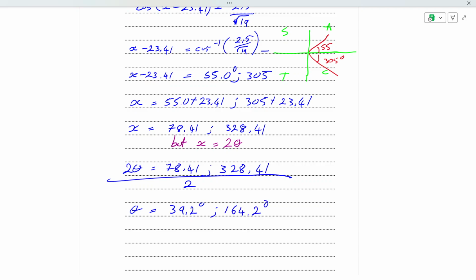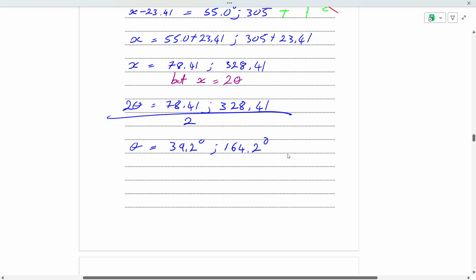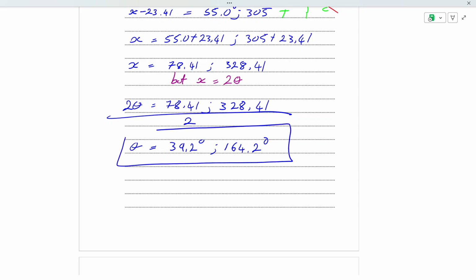When we're at this stage, we want to check whether our values are in the given domain. The given domain is that theta has to be between 0 and 180. If we check our values, both of them are within range, so both of them are acceptable. Therefore, both of them are our solutions for theta.